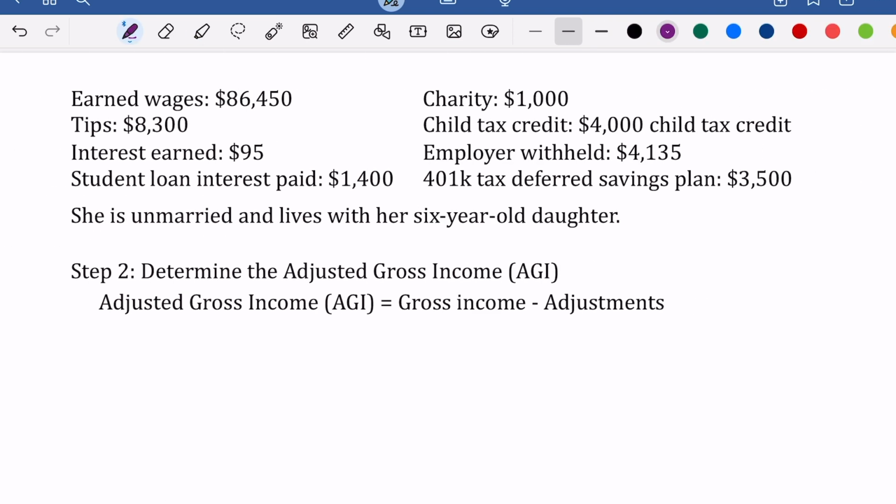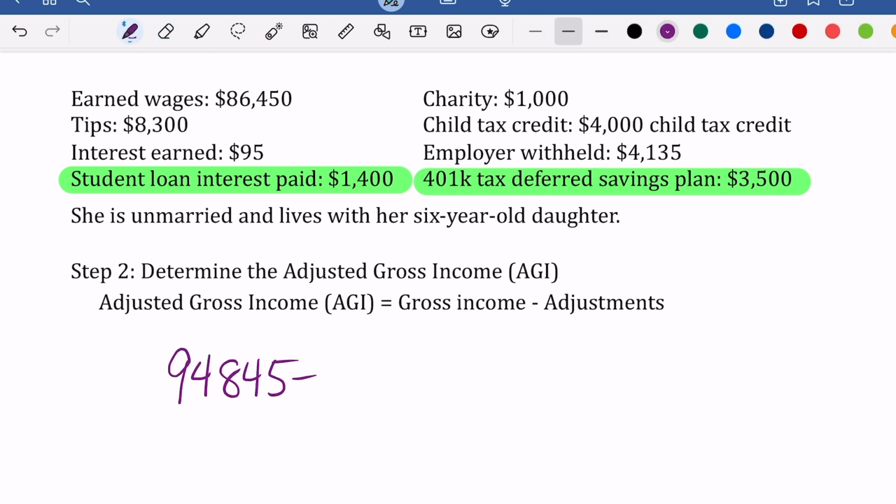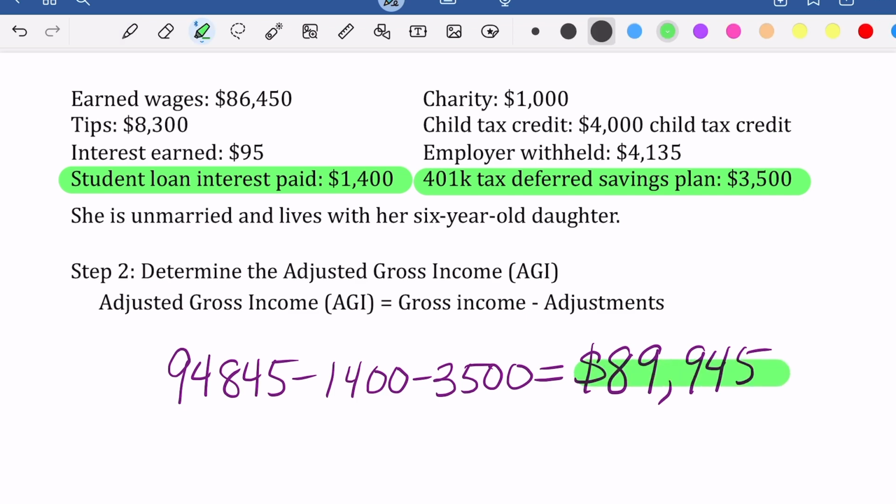Step 2 is to determine the adjusted gross income. The adjusted gross income is determined by taking your gross income and subtracting your adjustments. The adjustments are things that we pay into that would reduce our income. Some examples of that would be a tax-deferred savings account, such as a 401k or IRA, school tuition, student loan interest, moving expenses, business expenses, flexible savings accounts, and health savings accounts. For Maria, that would include her student loan payments and her 401k. This means we can take the gross income and subtract her student loan interest and her 401k payments and determine her adjusted gross income.